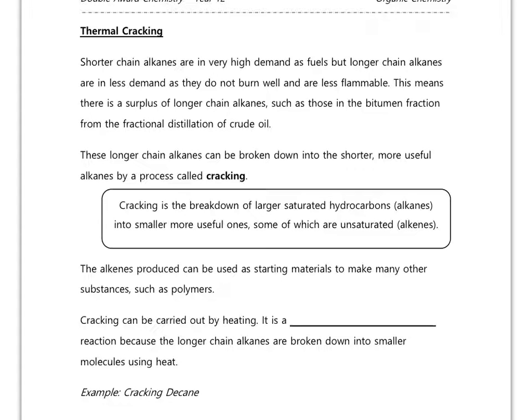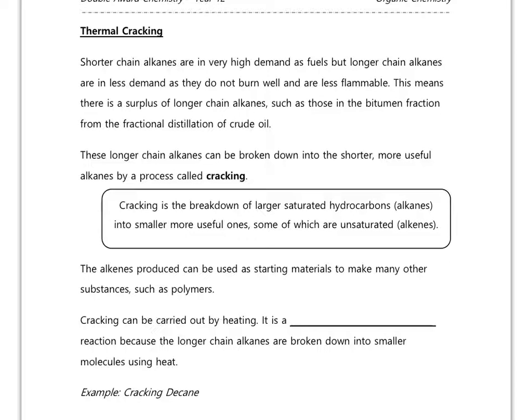So this is a process that we can use to essentially break up the longer chain hydrocarbons into shorter chain hydrocarbons, and therefore they are more useful. So essentially we're just breaking up the chain. So if you think of just breaking a chain in the middle essentially, and this process is called thermal cracking. So cracking, essentially you're cracking the chain. And thermal means that you're using heat.